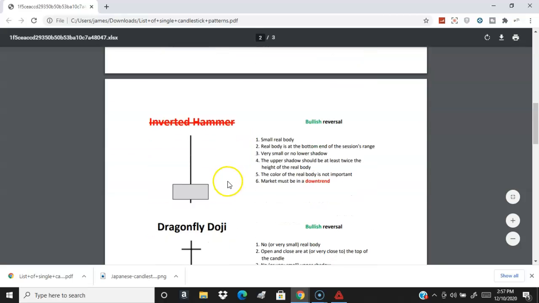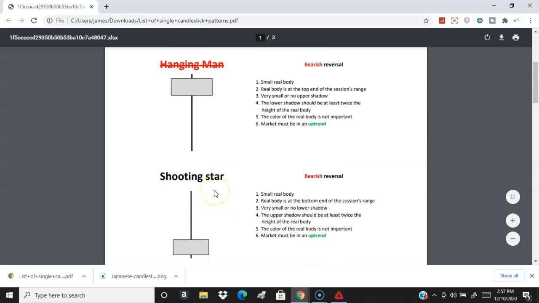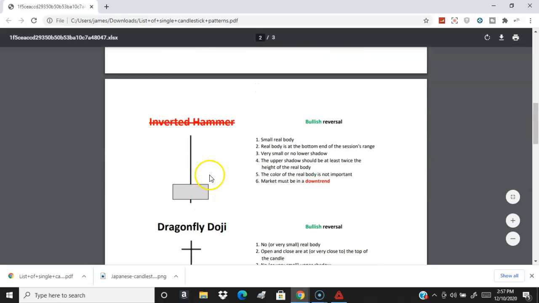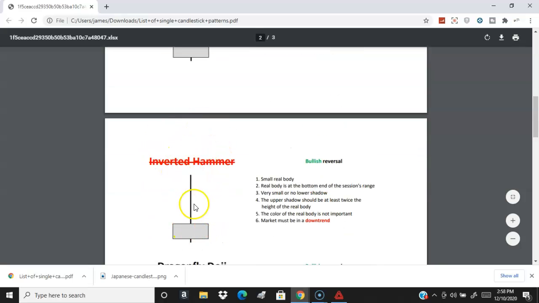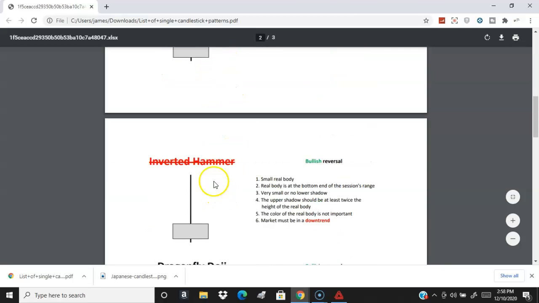Now, inverted hammer is the same, but it happens in a downtrend. So if the market is going down and then you see this hammer, it's a bullish reversal. That means the market's about to recoup and go right back up. Now, there's tricky ways of looking at this. You don't want to trade inverted hammers. Why? Because they look so much like a shooting star. So you might end up being in an inverted hammer, thinking your trades are about to go up, and it doesn't go up. It stays at a downtrend, and you can lose a lot of money.